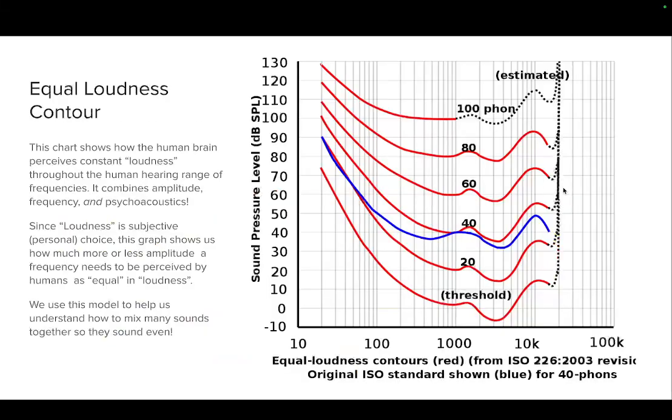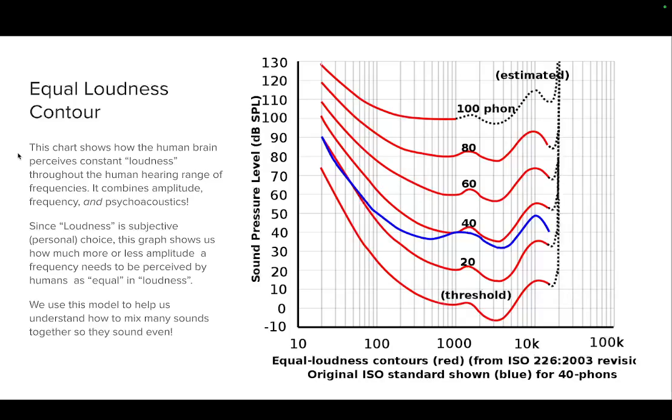Equal loudness contours show us a combination of elements and help to summarize the concept of psychoacoustics. It shows us amplitude, frequency, and psychoacoustics in the same chart. On the y-axis, it shows us our sound pressure level dBs, and left to right, it shows us our range of human hearing from 20 to 20,000 hertz. Notice that these lines are curved, meaning that it is showing us how our brain perceives loudness. This chart shows how the human brain perceives constant loudness throughout the human hearing range of frequencies. It combines amplitude, frequencies, and psychoacoustics.